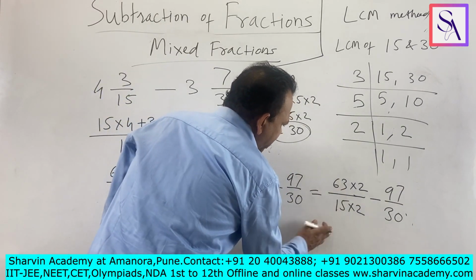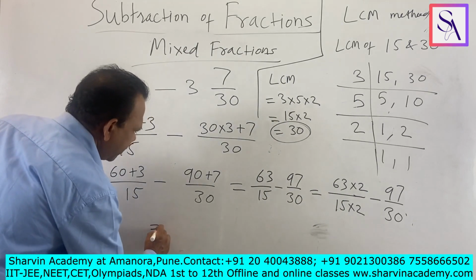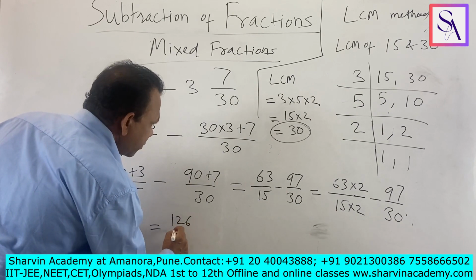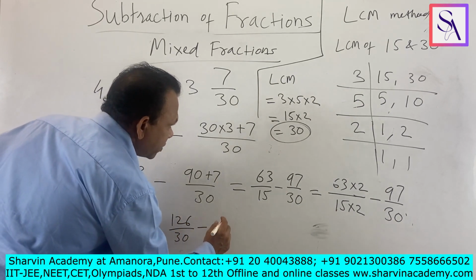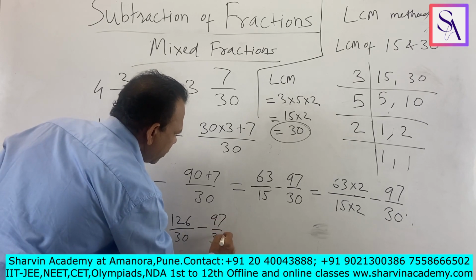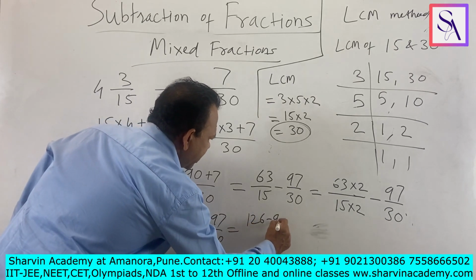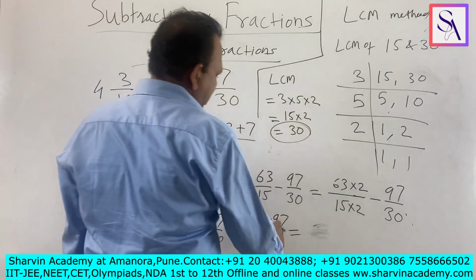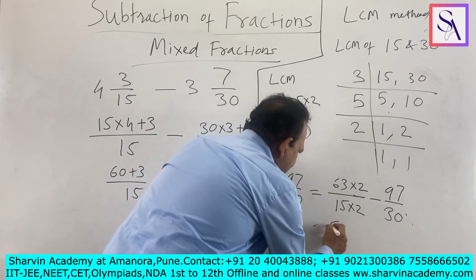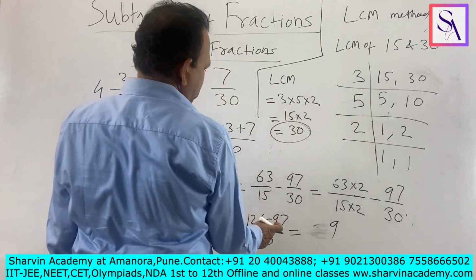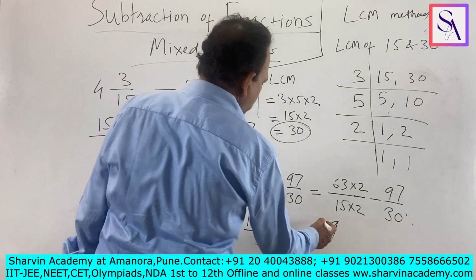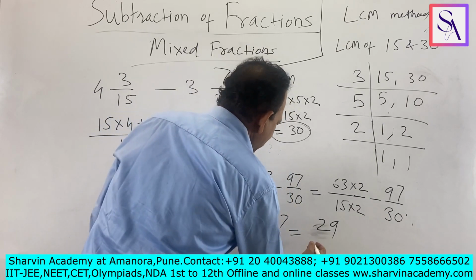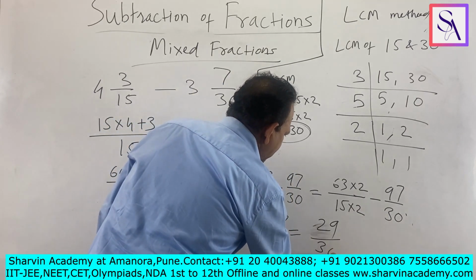So 63, I will write here, 63 into 2, 126 by 30 minus 97 by 30. So 126 minus 97 by 30. So how much is it? 126 minus 97, 16 minus 7, 9. So 10 to 29, right? 29 by 30 is our answer.